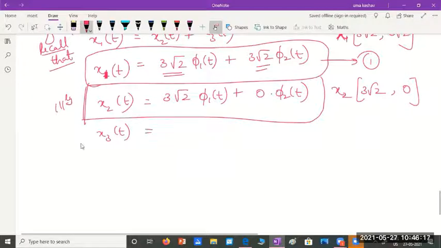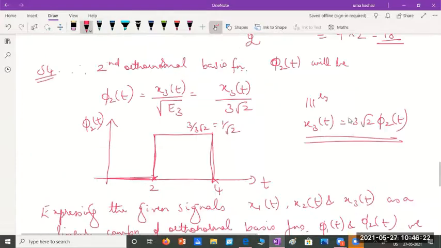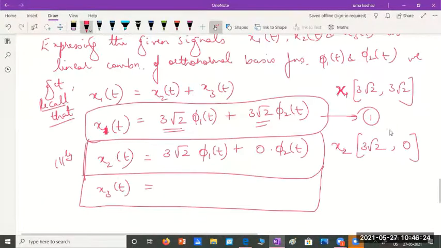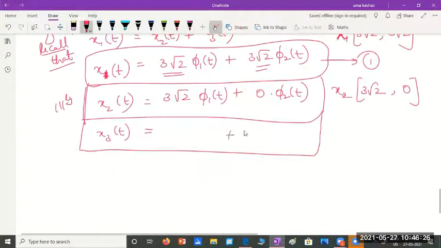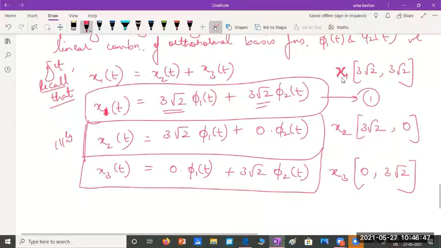Similarly, what can I write x3 as? x3 is 3 root 2 phi 2 of t. So it has the second component, 3 root 2 phi 2 of t. The first component is absent, 0 into phi 1 of t. So what are the coordinates of the point x3? 0 and 3 root 2 will be the coordinates of the point x3. Is that clear? Any doubts?